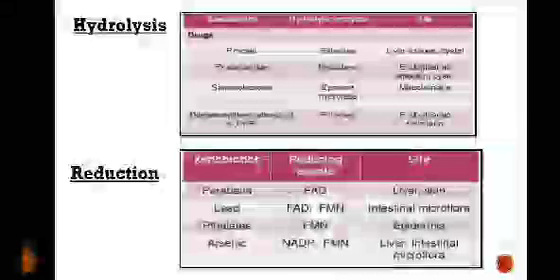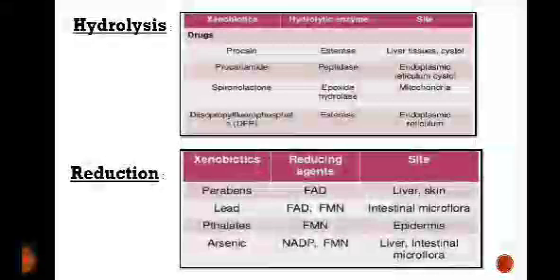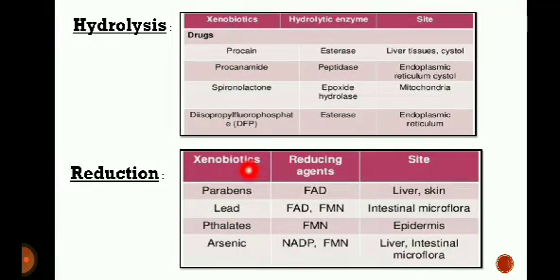Next is reduction. Certain xenobiotics containing aldehyde, ketone, disulfide, sulfoxide, quinone, azo or nitro group are often reduced enzymatically or non-enzymatically by interaction with some reducing agent. Here, the reducing agent for paraben is FAD, flavin adenine dinucleotide, and the site is liver and skin.